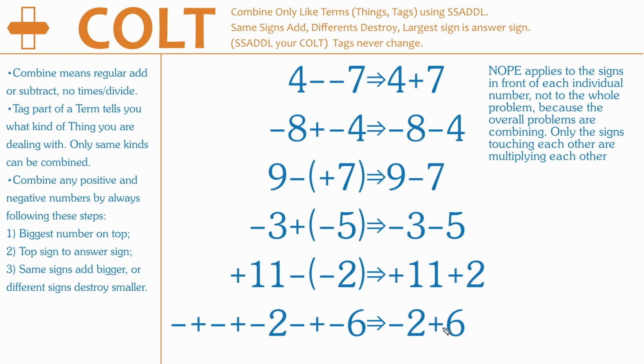And so each little set of signs uses the nope rule to come up with its own answer just for that number. Then you're able to proceed with the rest of the problem as normal.